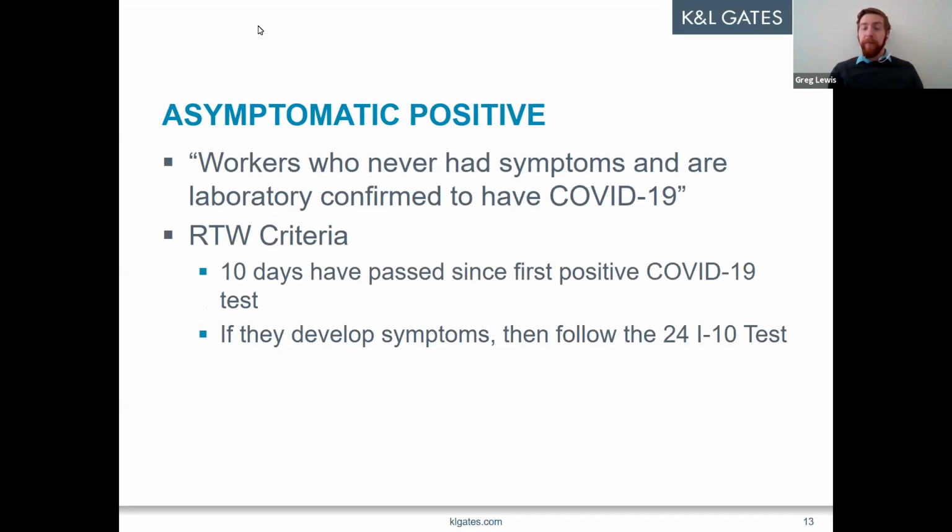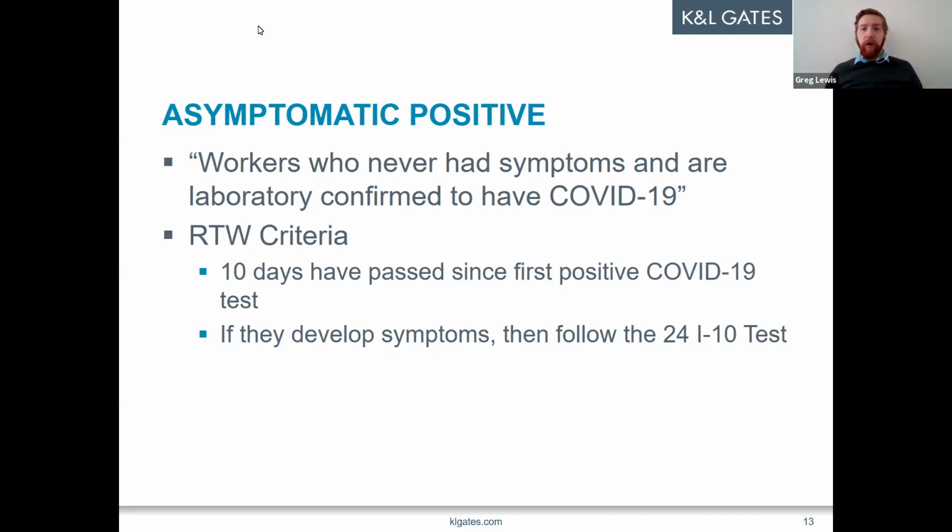So then you have the asymptomatic positives. And this has been the category that has concerned most businesses, politicians, general members of the public, someone who is positive but doesn't know it because they're not showing any symptoms. So for these individuals, the return to work criteria is a little bit different because the 24I-10 test doesn't work as well because they haven't had any symptoms.